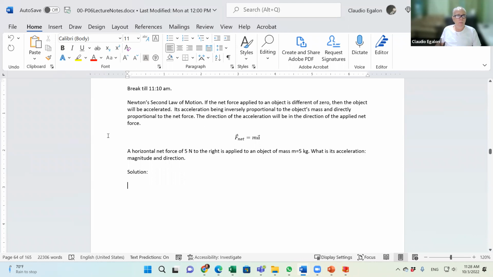Okay, so here you go. We use this equation here. Net force equal to mass times acceleration. I want to know the acceleration. All you have to do is divide the net force by the mass. Like that. There you go. I can divide a vector by a scalar, right? Mass is a scalar.